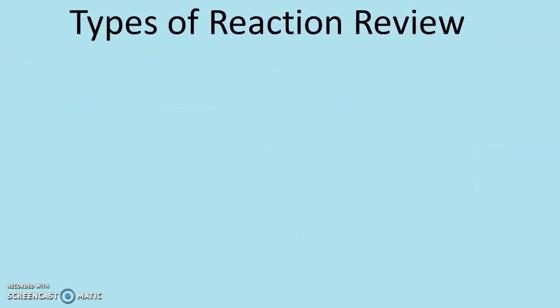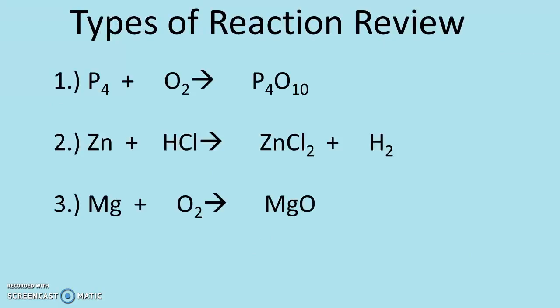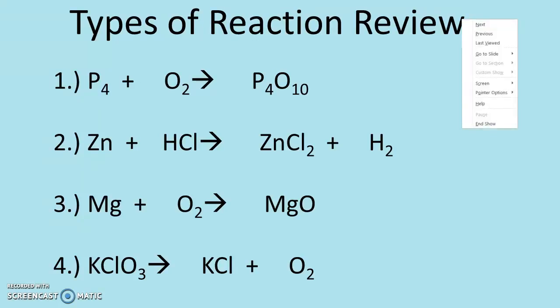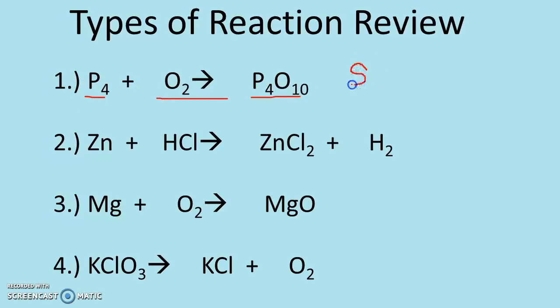All right, so what I'd like you to do is go along with me and say what type of reactions these are. And we probably won't need to go through all of these, but let's take a look. We have P4 plus O2 gives us P4O10. If we notice, this is 2 things becoming one thing, so this is a synthesis reaction, or it can also be a combustion reaction because we have O2 here. Okay, so when I'm asking the types, you just need to write the first letter. So S is for synthesis and C is for combustion.